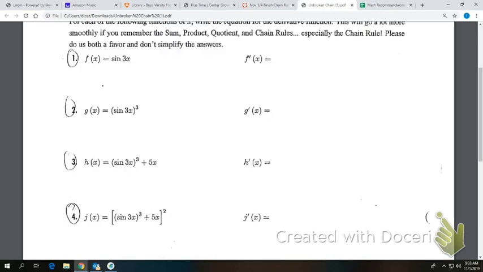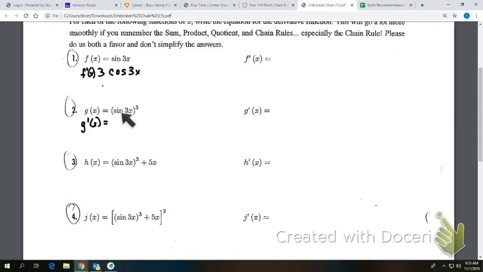So, look up here. What's the derivative of sine of 3x? Cosine 3x, and then what's the derivative of 3x? 3. I just put it in front. So that's f prime of x there. Okay? Number 2, if I'm going to find g prime of x, here we go.